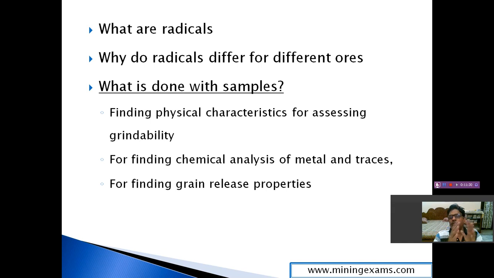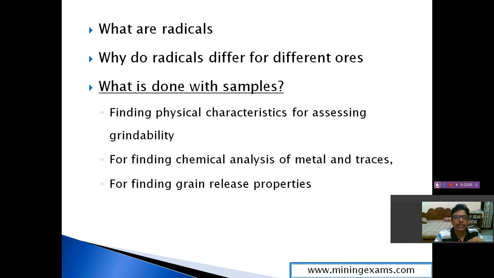Next, what do we do with samples? Whatever samples we are collecting, what are you going to do? You will find first the physical characteristics for assessing the grindability. Especially the samples, when you collect them in bulk, they check the grinding properties. It means what is its compressive strength, what is its other strength, what is the force required to grind them, to what extent you need to grind them to make it clean.